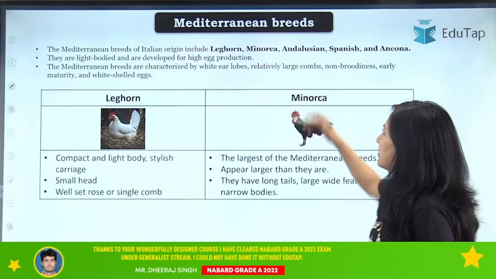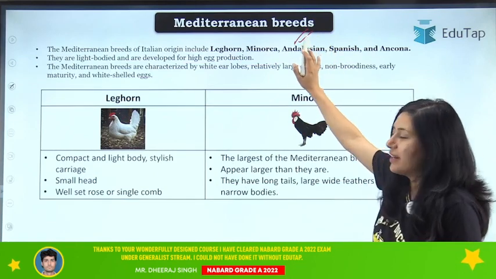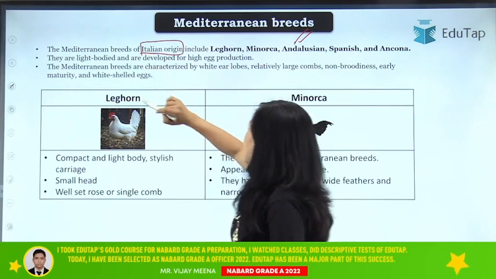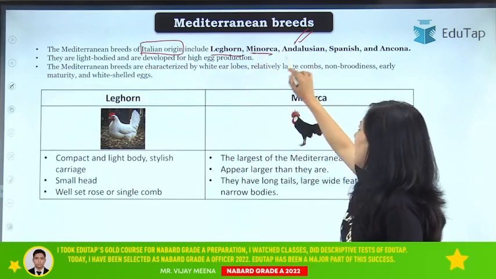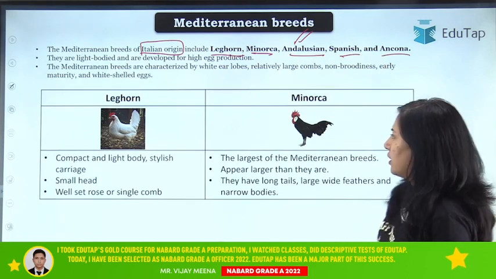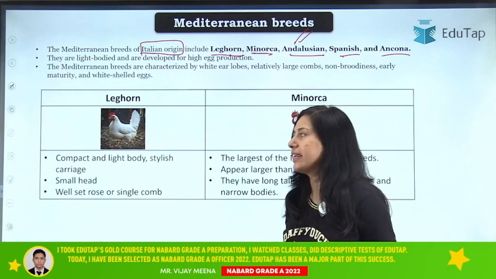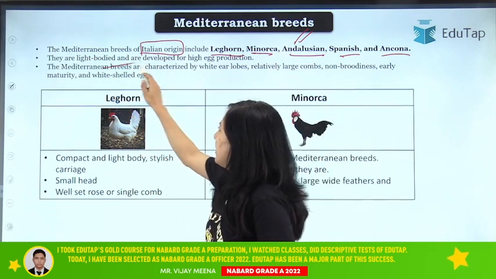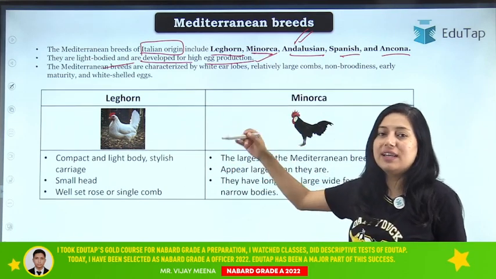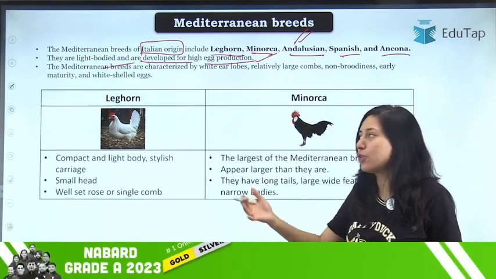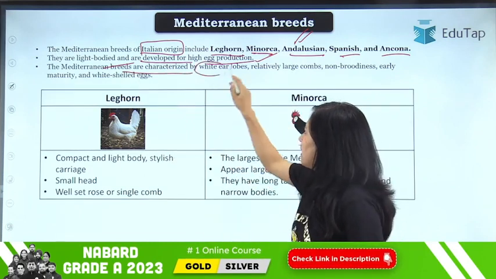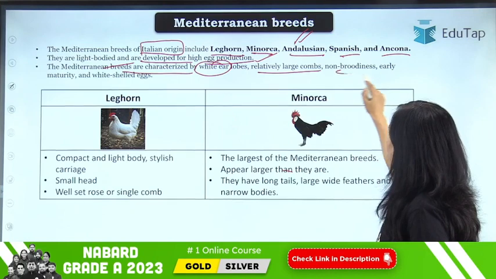Moving on to the next, that is we have Mediterranean breed. So basically your Mediterranean breeds are Italian in origin. Okay, these include your Leghorn, Minorca, Andalusian, then we have Spanish and Ancona. These are the breeds of Mediterranean origin, and they are light bodied and developed for high egg production. So basically they are good layers, they have high egg production capacity. And Mediterranean breeds are characterized by white earlobes, relatively large comb and non-broodiness.